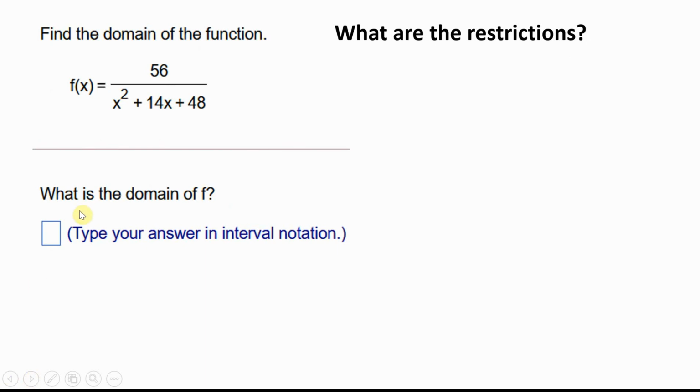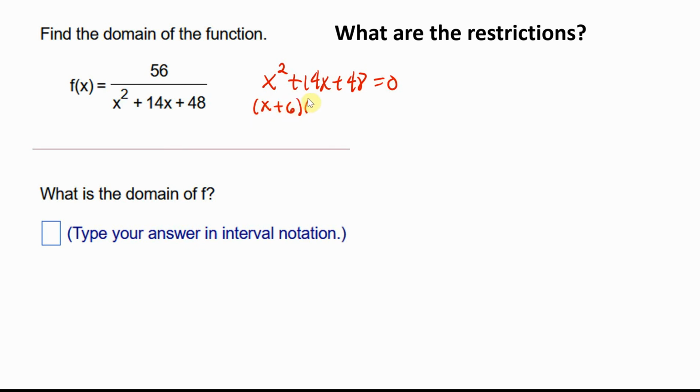All right, what's the domain here? What's the restriction? What is this kind of function? It's a fraction. Okay, right, it's a fraction. So that means that my denominator can't equal 0. So what we're going to do here is just say, okay, when is x squared plus 14x plus 48 equal to 0 or not equal to 0? Doesn't matter. Can we factor this?